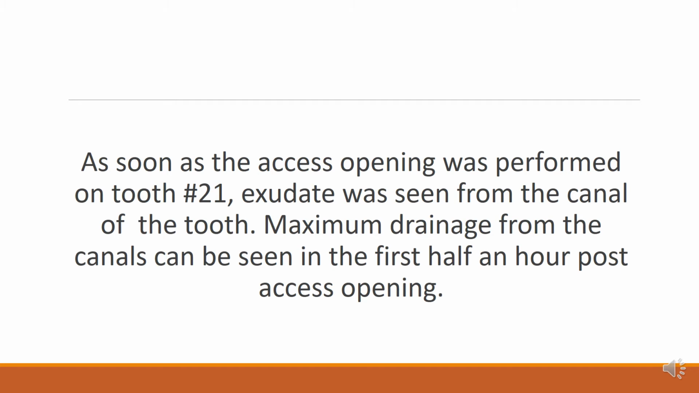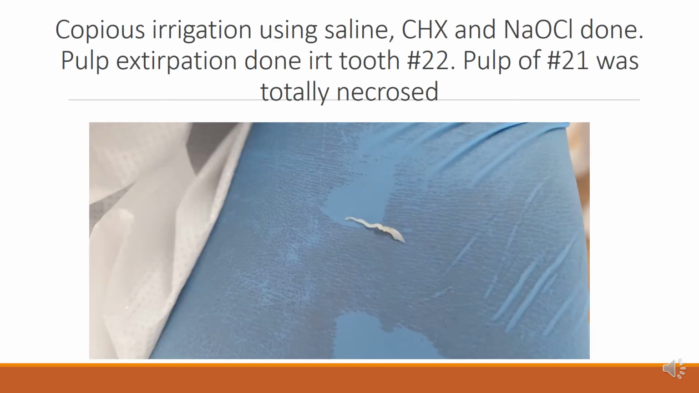As soon as the access opening was performed on the tooth 2-1, we could see that exudate was discharging from the canal. Like I mentioned earlier, maximum drainage happens in the first half hour, and that increases as and when you perform your cleaning and shaping. Over here you can see that with respect to the tooth 2-2, we were able to extirpate the pulp as a whole. But because in the tooth 2-1 the pulp was totally necrosed, only pulpal remnants could be seen when we were flushing it out with your irrigants, that is your saline, sodium hypochlorite, and chlorhexidine.